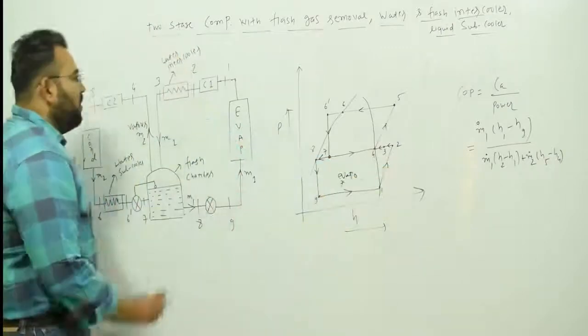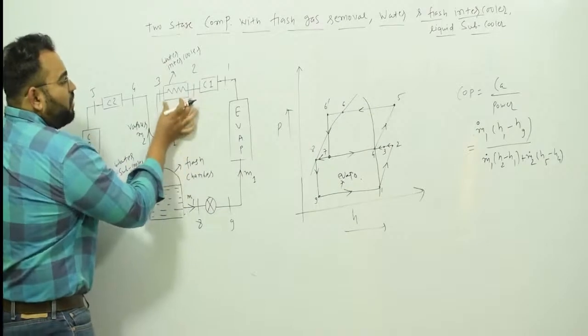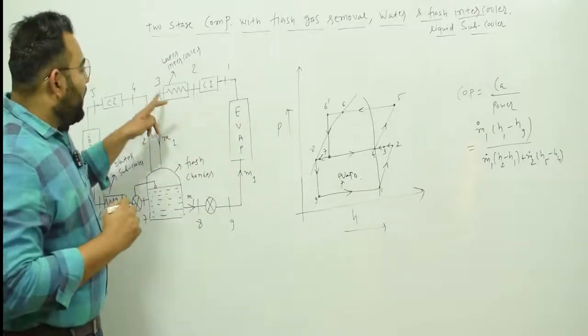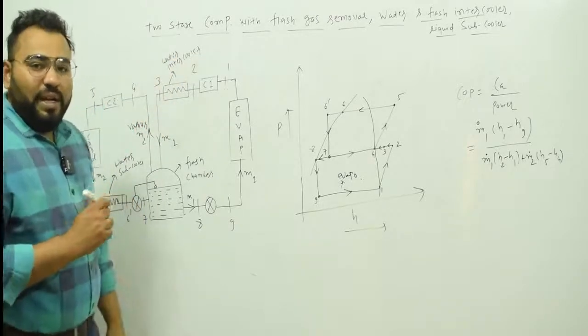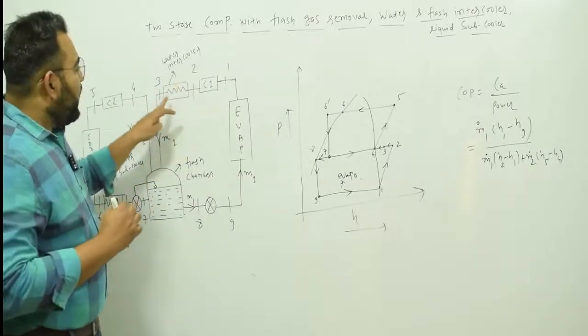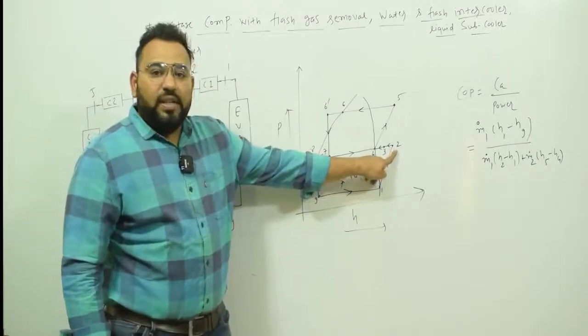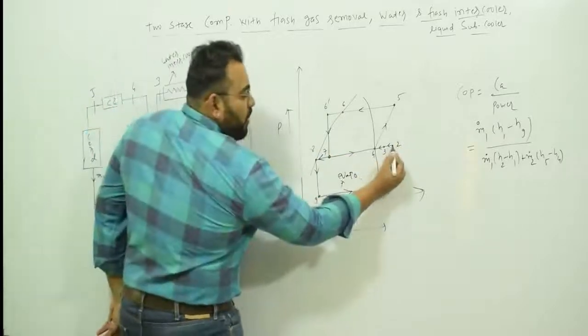Now we will pass this superheated vapor refrigerant to the water intercooler. Water will do the cooling separately, rejecting the heat to the circulating water. So 2 to 3, intercooling will take place. You can see that at point 2 you are in the superheated region, and from point 2 to 3 the intercooling takes place.